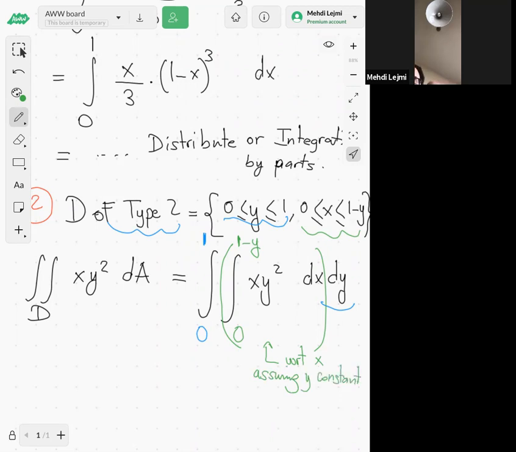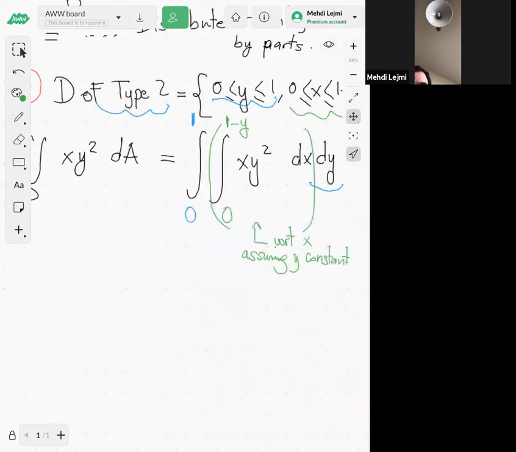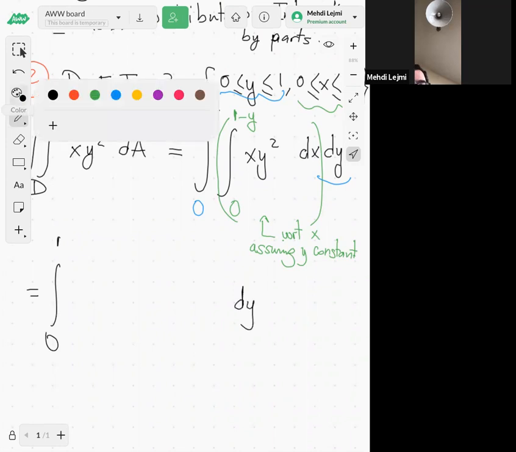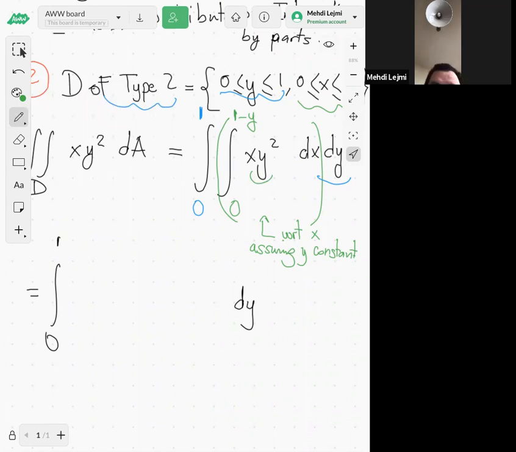Right. So that will be equal to, again, 0, 1 here. Here's my dy. Here, y is going to be constant, so y squared is constant. We don't worry about the constant. All you have to do is integrate this x. The integral of x, of course, will be x squared over 2 times the constant, y squared, evaluated between 0 and 1 minus y.